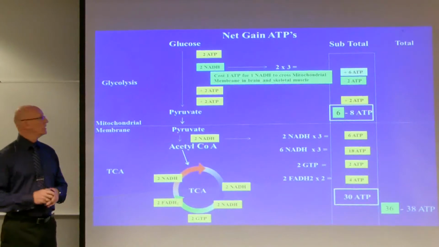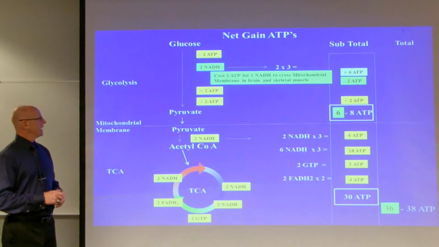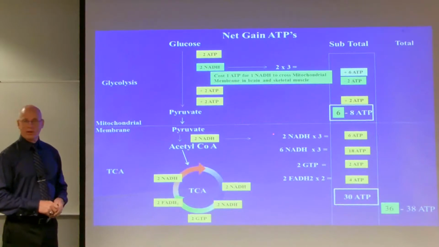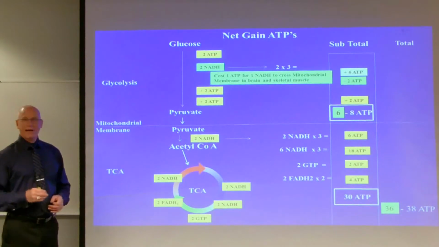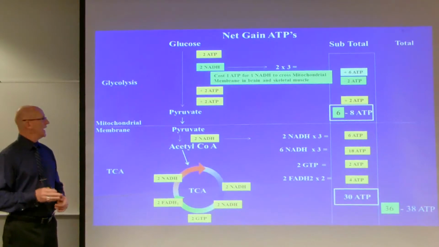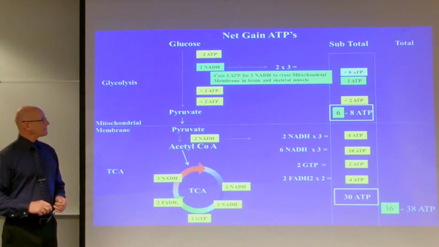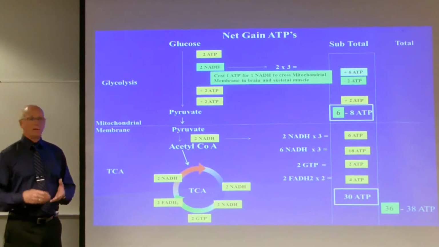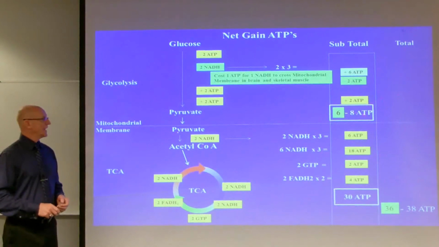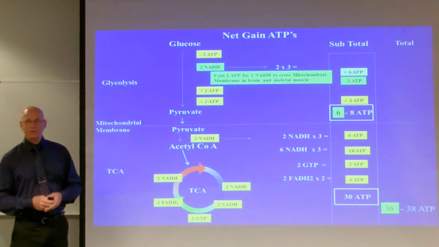And the 2 plus the 6 is 8. Now, in some tissues, this nicotinamide adenine dinucleotide is going to cost us 1 ATP to get across the mitochondrial membrane. That's in some tissues, such as the brain and skeletal muscle. So that will cost 1 ATP for each NADH. So if you're having a total of 6, then you can reduce that by 2, and then it's 4, and that 4 plus 2 ATPs is 6. So that's where we come up with the difference between 6 to 8 ATPs in glycolysis, and it depends on the tissue.